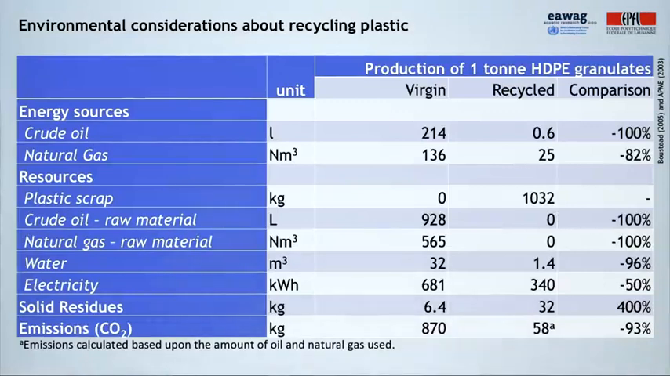Here again we have a table comparing the environmental impacts of producing 1 ton of high-density polyethylene granulates, both from virgin materials and from recycled materials. Except for solid residues, which are increased considerably, the production using recycled materials reduces all the other environmental parameters measured here in very big amounts. This concludes that recycling plastics has in general more environmental benefits than non-recycling plastic.